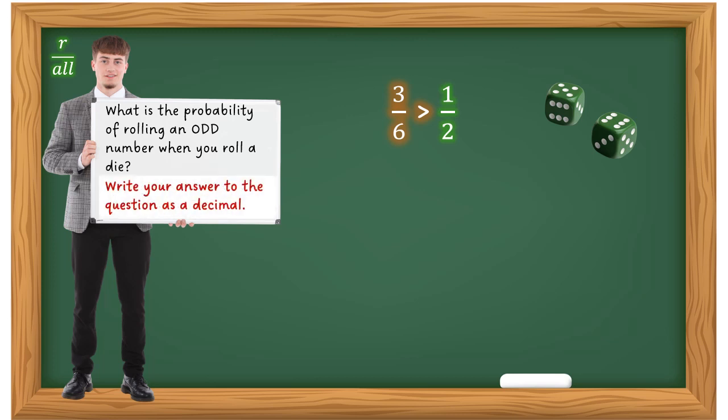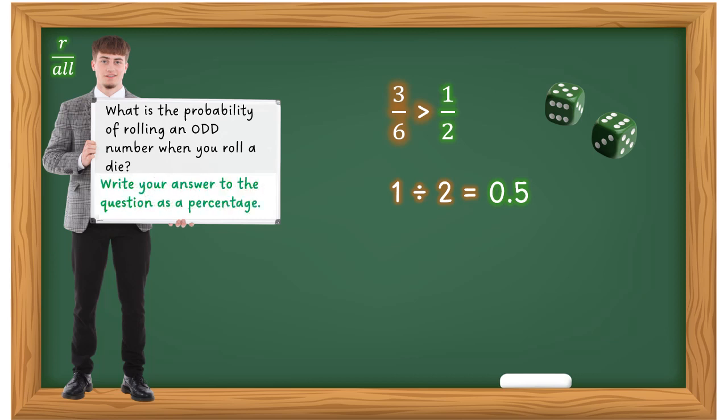Now, write your answer to the question as a decimal. Well, that's fairly simple. All you do is with fractions, that's the dividing line. So all you do is take 1 and divide it by 2. So the answer is 1 divided by 2 is 0.5. And you can see from experience 0.5 is just the same as a half.